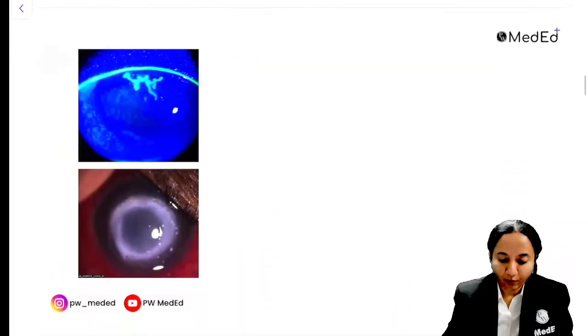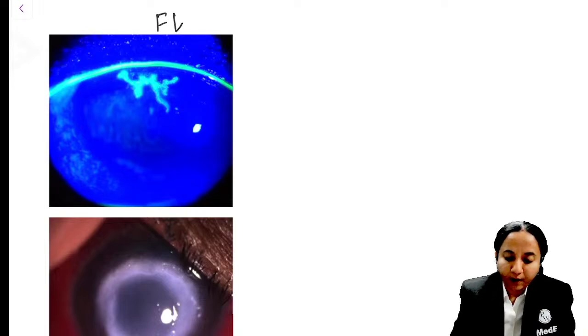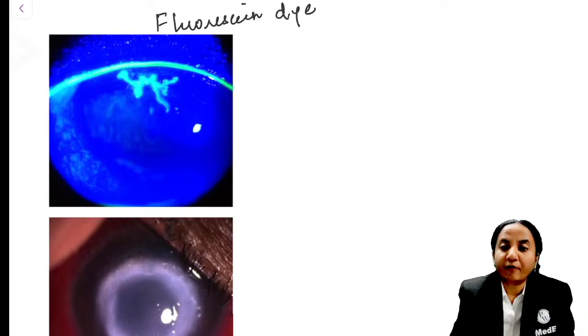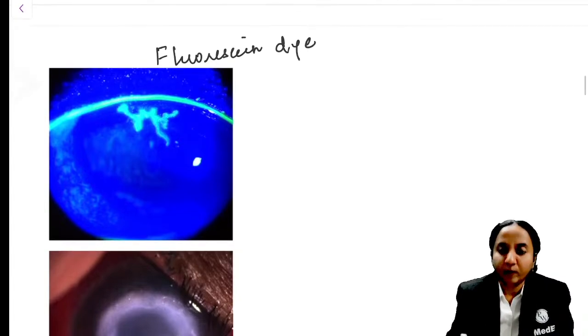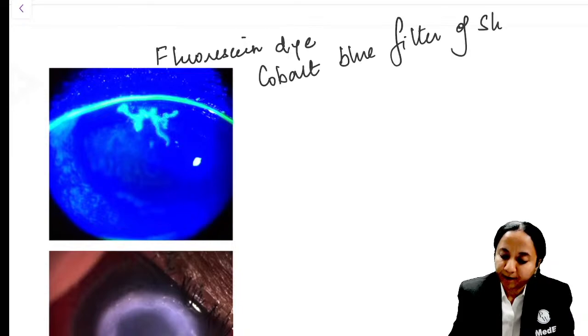Chalo, abhi is picture ko dekho. If you get this image in the exam, this is why this ulcer is appearing to be green, because it is stained with fluorescein dye, because the ulcer is not very prominent. That's why you stain with fluorescein dye and you put on the cobalt blue light or the cobalt blue filter of the slit lamp to give a good contrast.